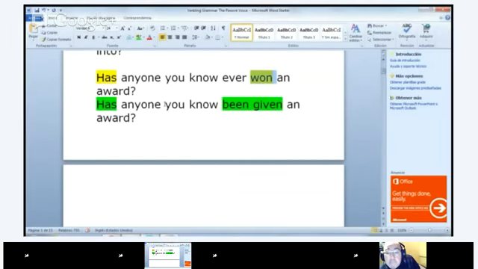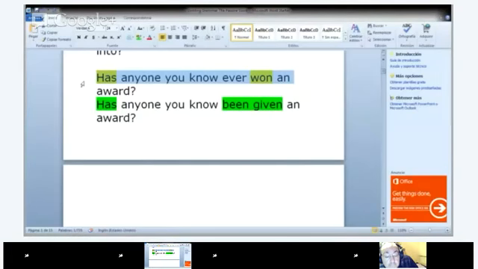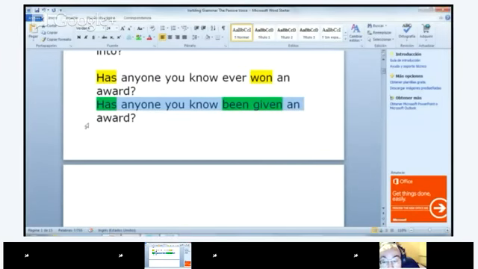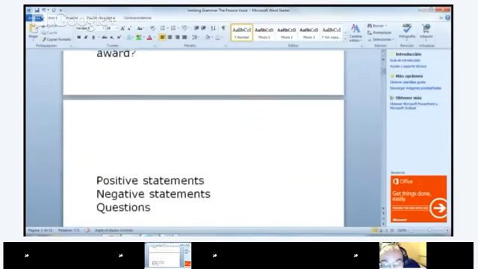Now, in the passive form: has anyone you know been given? So we have the same person, someone you know. Have they been given? Given is the main verb in the past participle. Have they been given an award? If you can see the difference, one is active. In the first sentence, they win the award. In the second sentence, they are given the award. And that's the idea between active and passive.